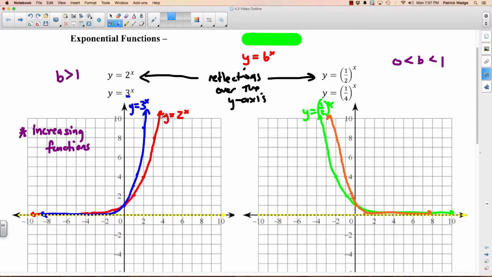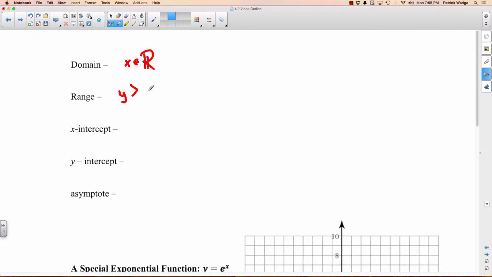So the range, it goes up forever, up forever. They all go up to infinity. How low do they go? Well, they don't even quite reach 0. They get really, really close to 0, but they don't reach it. And they certainly don't go lower than 0. All the y values are greater than 0. Not equal to, just greater than 0.